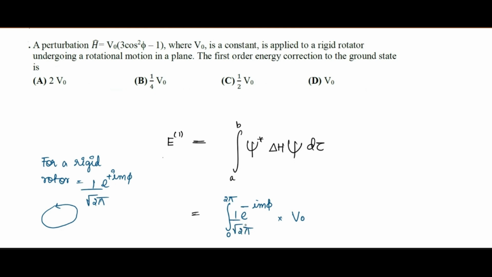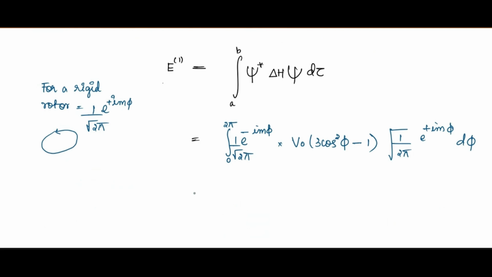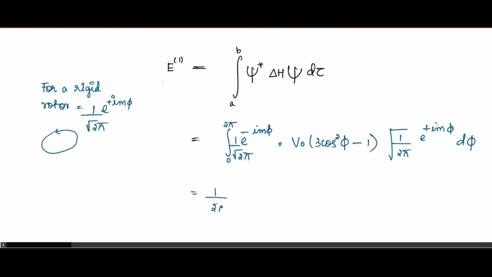What is the correction? V0 into 3 cos squared phi minus 1 into 5. That is 1 by root 2 pi into e to the power plus im phi d phi. Okay. In this, you can take 1 by 2 pi outside, e to the power minus im phi, e to the power plus im phi.